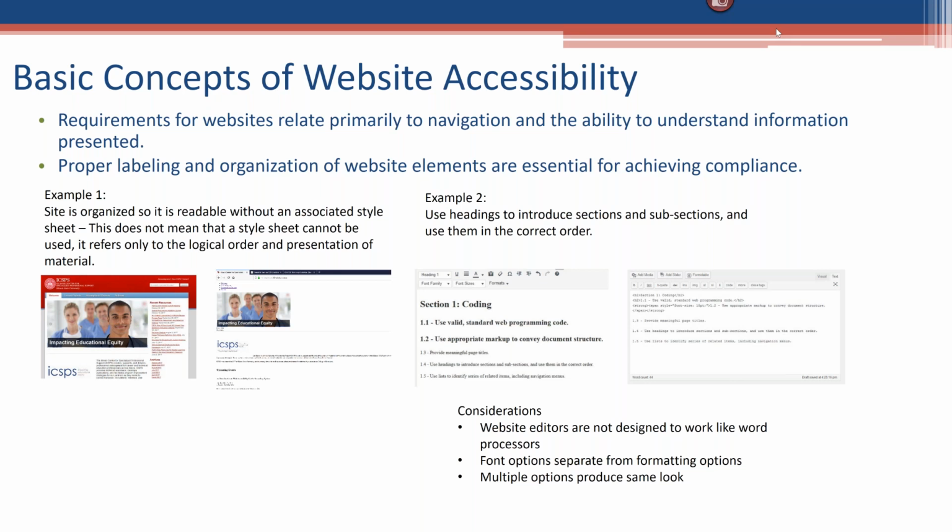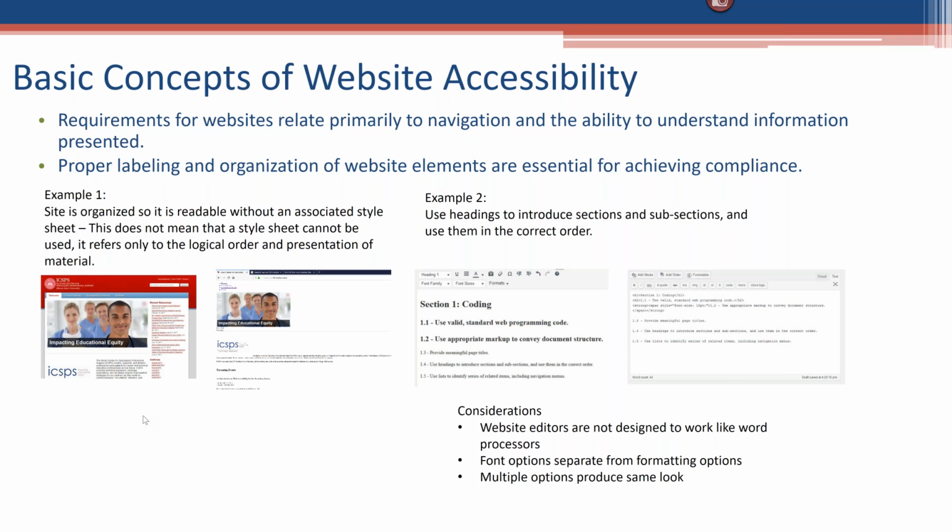The best way to achieve compliance related to those issues is to properly label and organize website elements so that any user, regardless of disability or assistive technology use, would be able to navigate that in a logical fashion. So I've provided 2 specific examples here. Example 1, a site is organized so it is readable without an associated style sheet. This does not mean that a style sheet can't be used, it refers only to the logical order of presentation of materials.